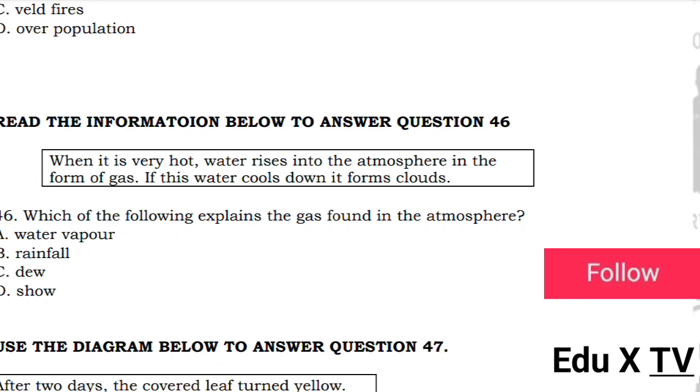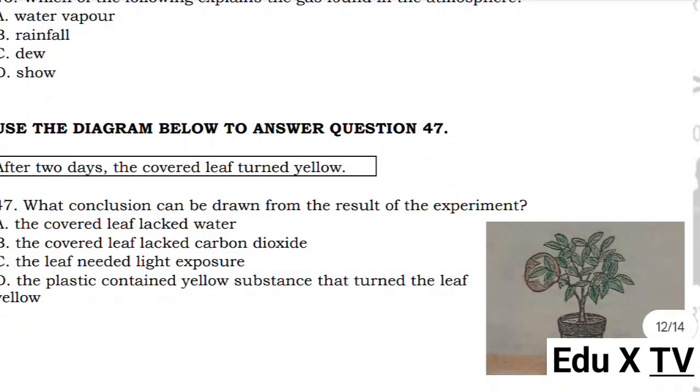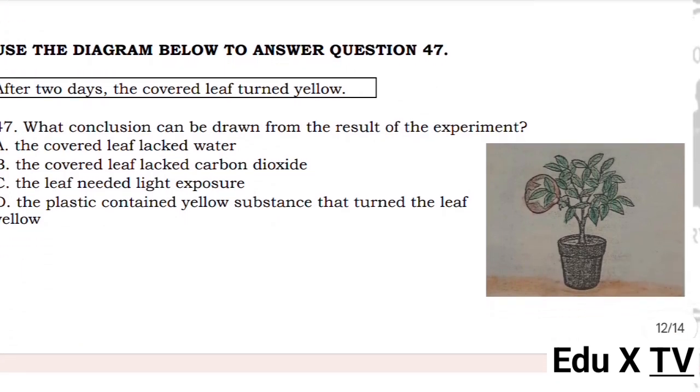Read the information below to answer question 46. When it is very hot, water rises into the atmosphere in the form of gas. If this water cools down, it forms clouds. Number 46. Which of the following explains the gas found in the atmosphere? The answer is A.